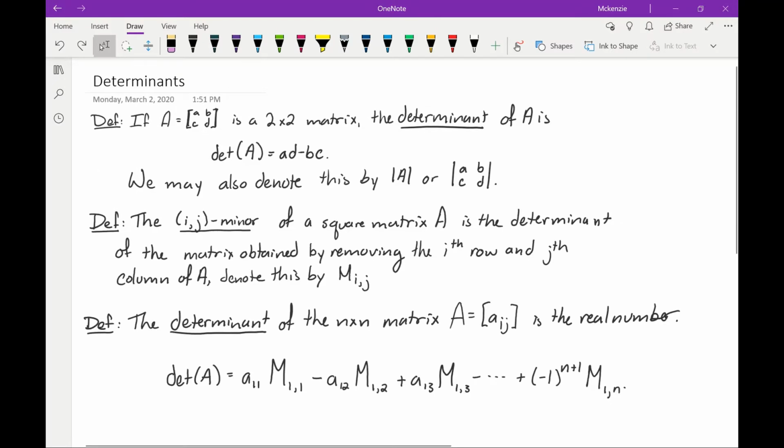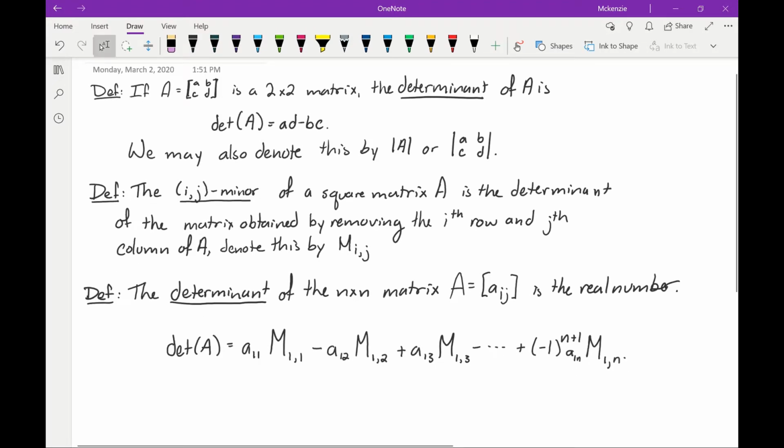Now the determinant of the n by n matrix is given by an alternating sum of scaled versions of the minors. So notice I missed an A, 1, N, in the end. What you do is you go through the first row of your matrix A, and you multiply the value of that matrix entry by the minor.